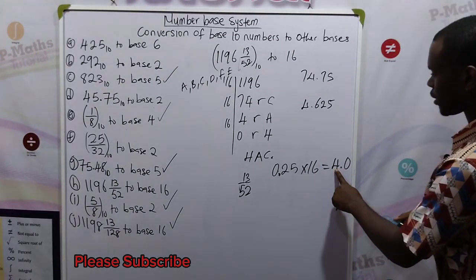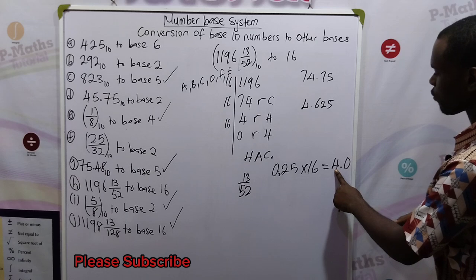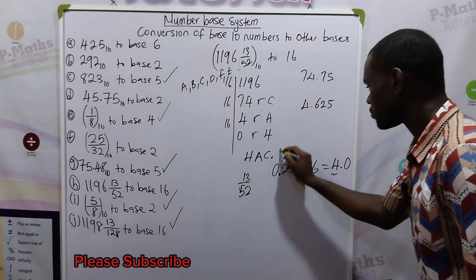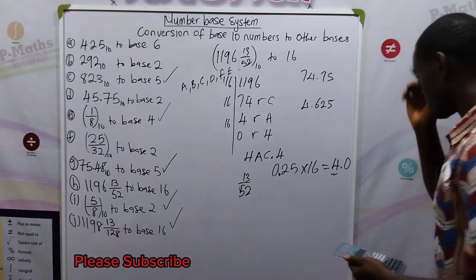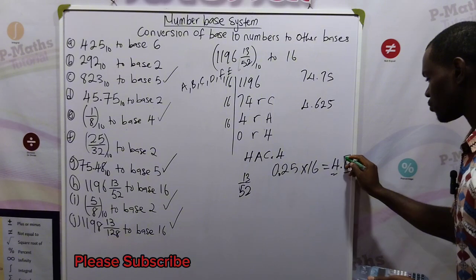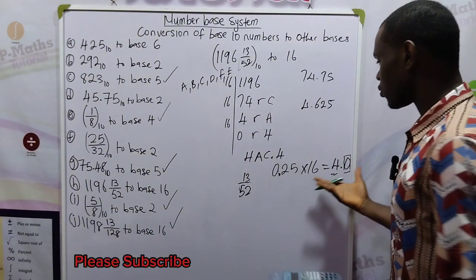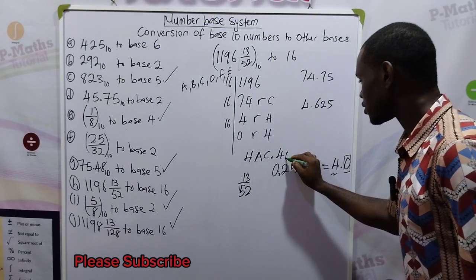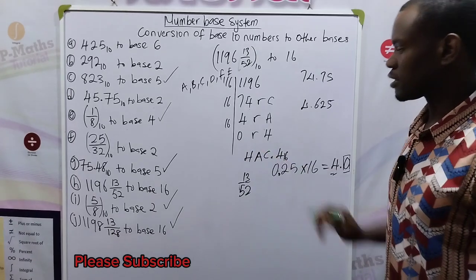So your whole number part is 4. Take it up and add it behind here, right? Then since we have obtained a 0, we cannot continue solving. We already got our answer. So this is the conversion in base 16, right?